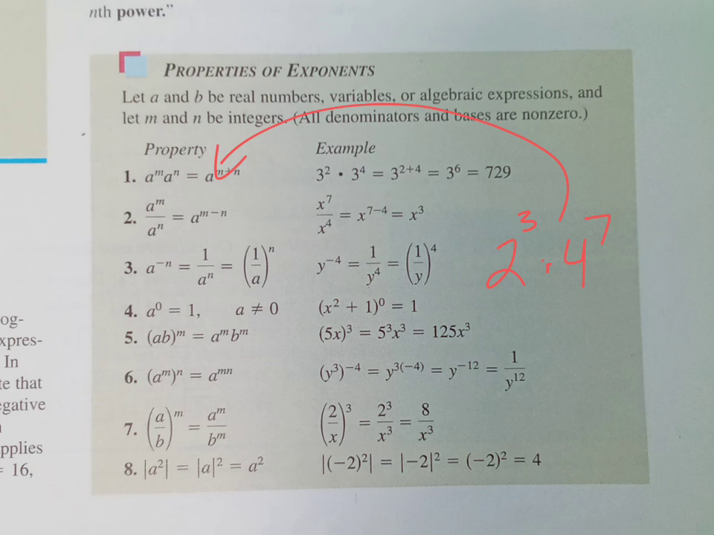All right, so then number 2 is saying when you divide like bases, you subtract the exponents. Subtract the exponents. Right, and this is on page 13. Yeah. What about number 3? Some people start losing it at 3. What happens on number 3?